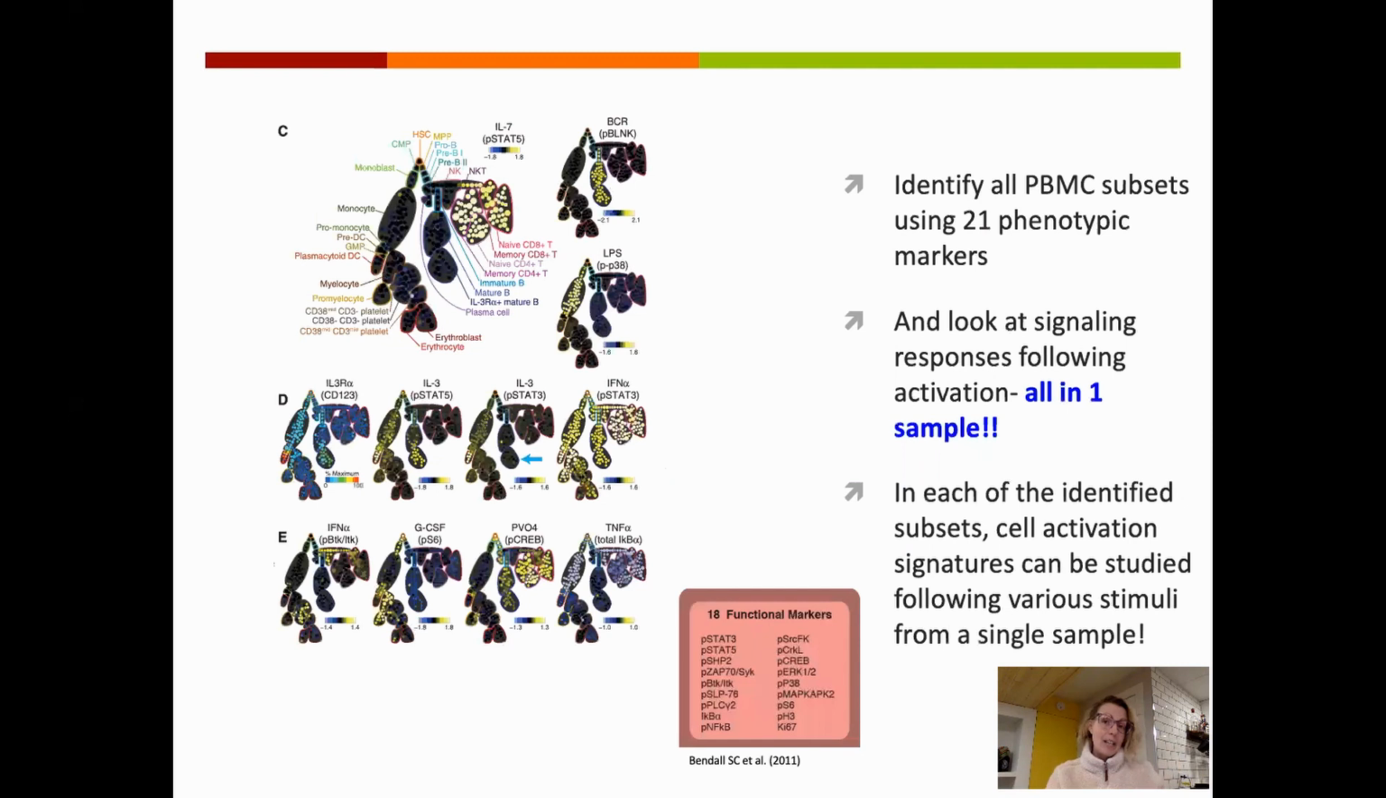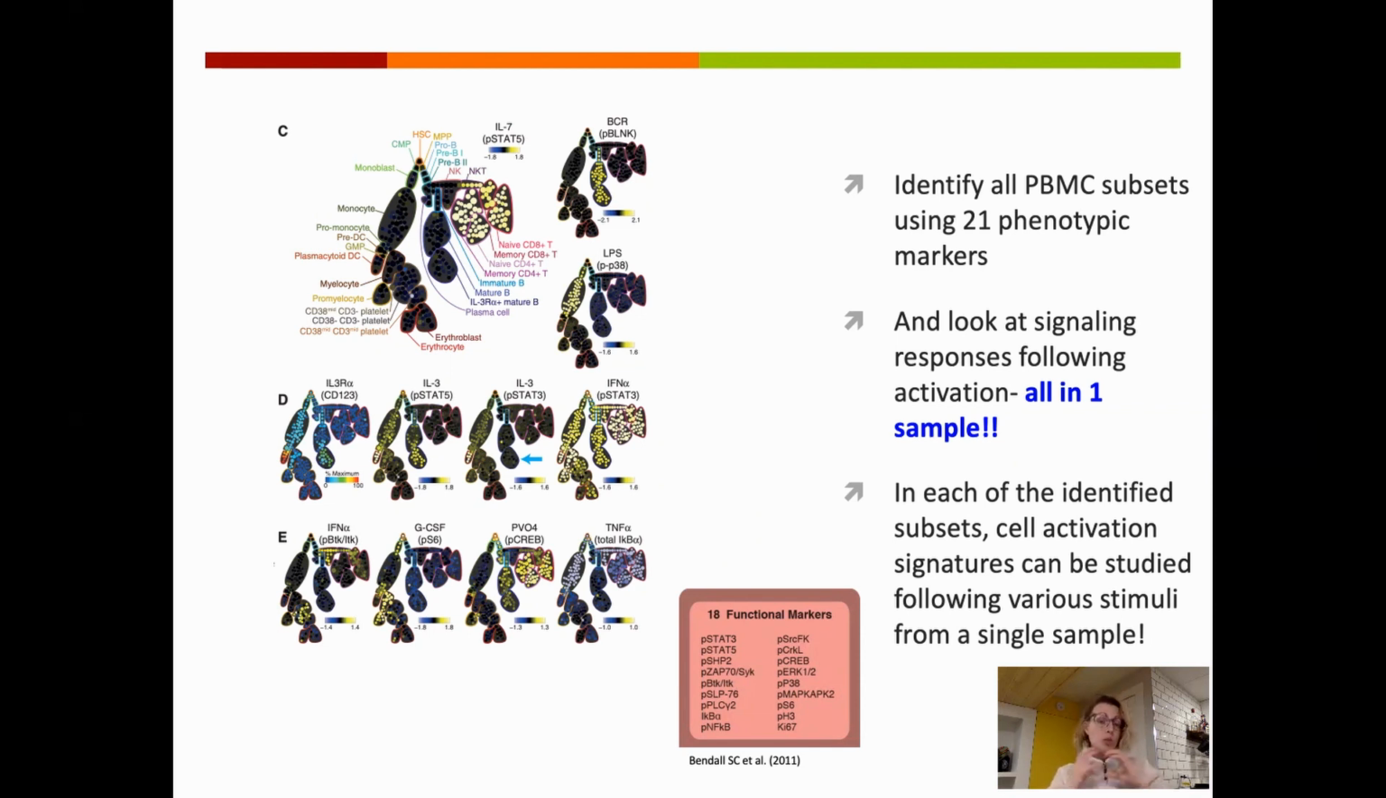Now, these guys then went on to identify all the PBMC subsets using 21 phenotypic markers plus 18 functional markers. Because we don't have that channel overlap, we can have a lot more antibodies added into a single panel. Because of this, in this experiment, they were able to identify all PBMC subsets, plus look at the signaling responses following various modes of activation in a single tube.